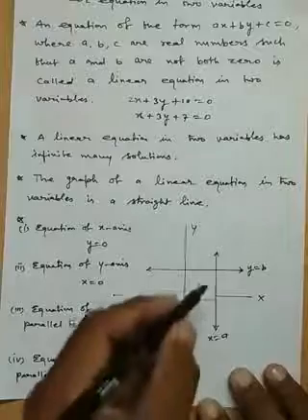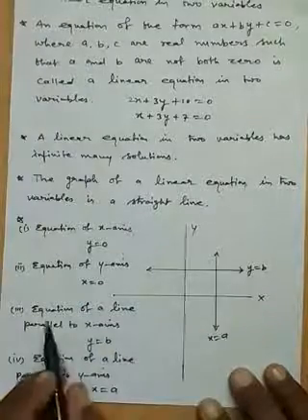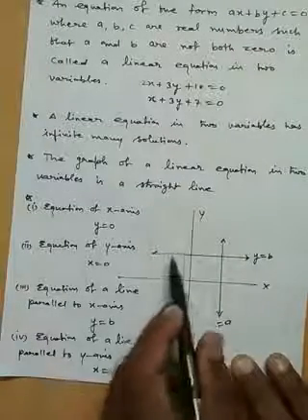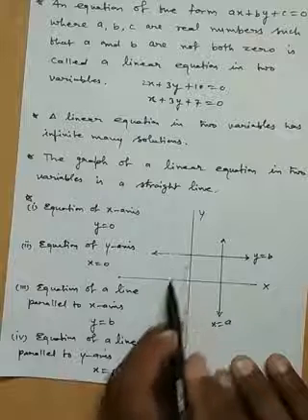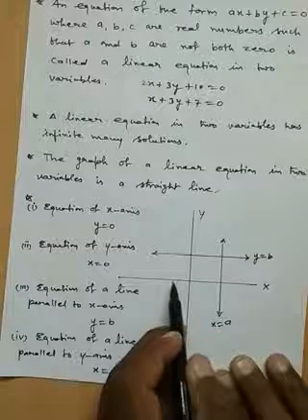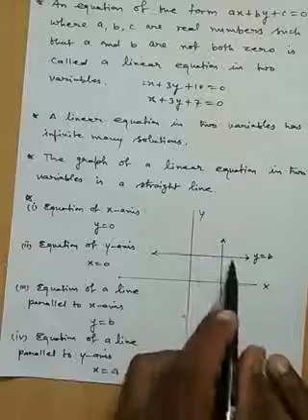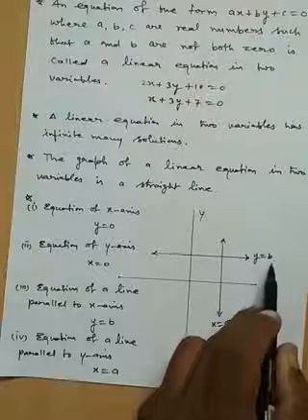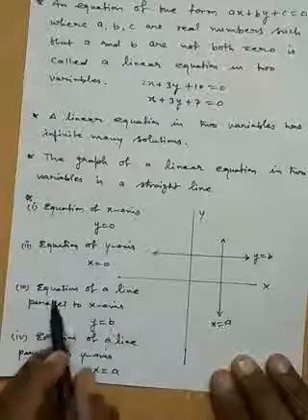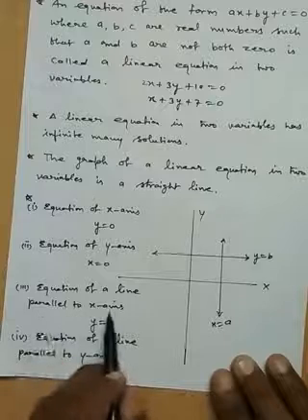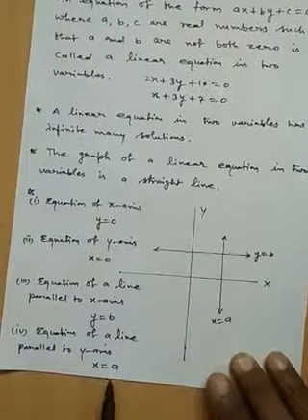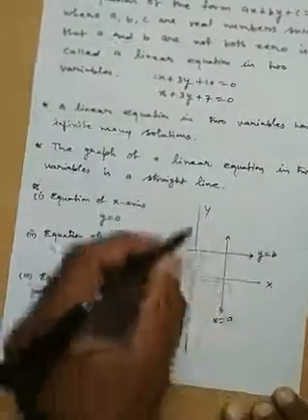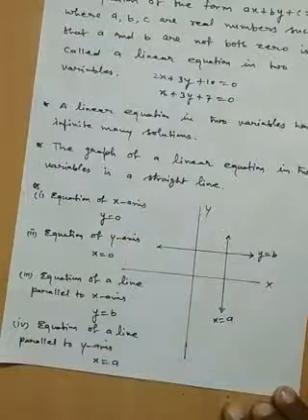Similarly, for the parallel condition, the equation of a line parallel to the x-axis. This line is at a fixed distance from the x-axis, which is a constant, say b. Then y equal to b is the equation of a line parallel to the x-axis, and x equal to a is the equation of a line parallel to the y-axis. This line is parallel to the y-axis.